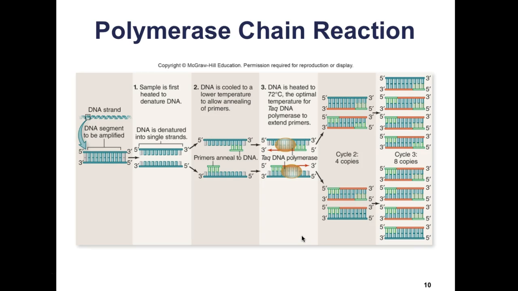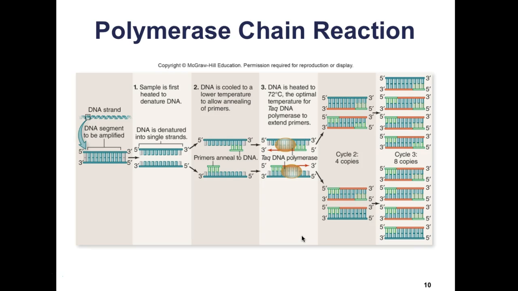So we put the DNA segment to be amplified into the machine, in a little tube. The sample is first heated to denature the DNA into single strands. Then the DNA is cooled to a lower temperature to allow for annealing of primers. Primers are going to adhere to those parental strands of DNA. Then the DNA is heated to 72 degrees Celsius, which is the optimal temperature for Taq DNA polymerase. Taq polymerase basically is going to go through to extend the primers, adding those new nucleotide bases. Taq polymerase is derived from the Thermus aquaticus bacterium.